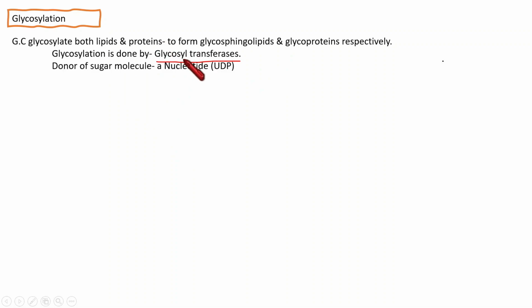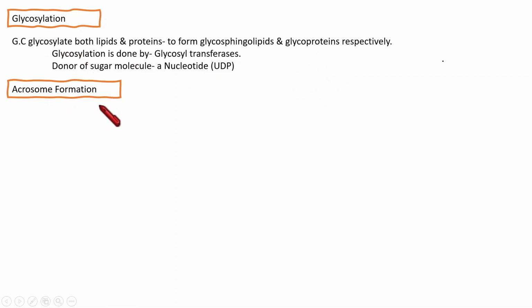And from where is this glycosyl transferase taking that sugar unit? It needs to take the sugar moiety from some substrate and add it to some protein. There should be a donor substrate, and usually the donor is a nucleotide like uridyl diphosphate, or so many nucleotides are available. Usually UDP stands as the sugar donor. So that's about glycosylation.